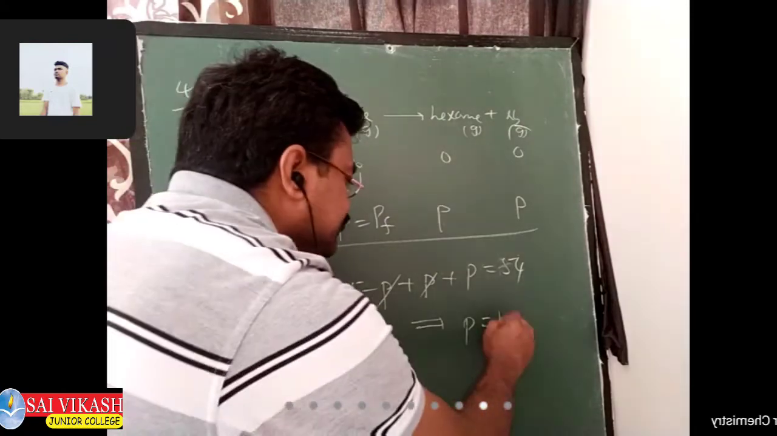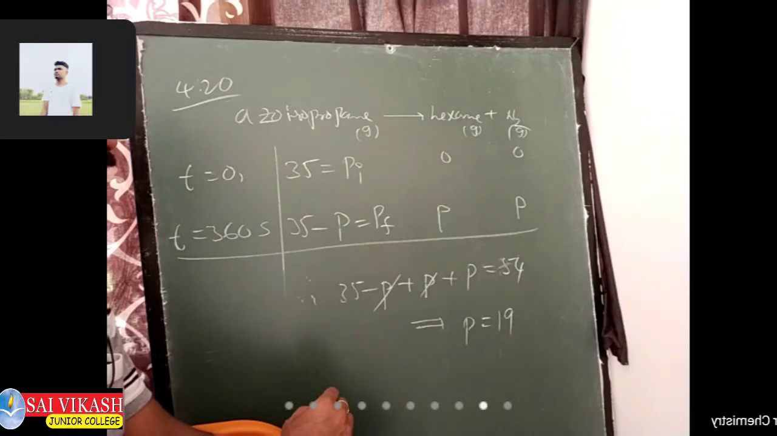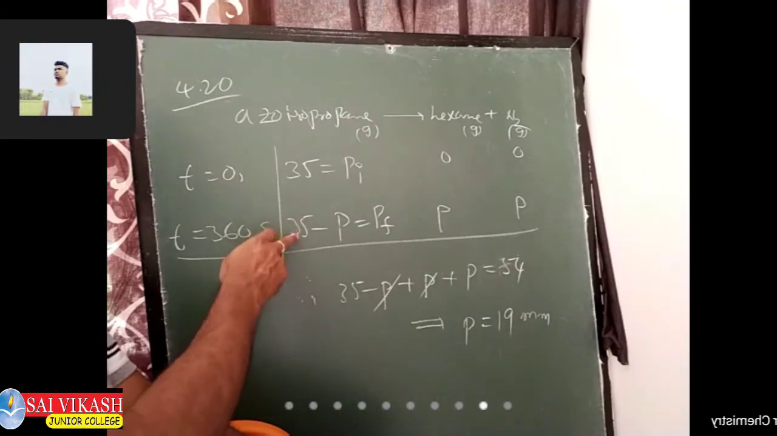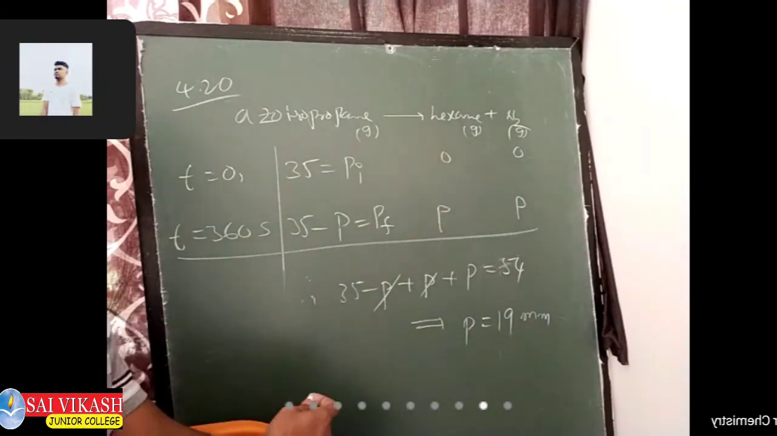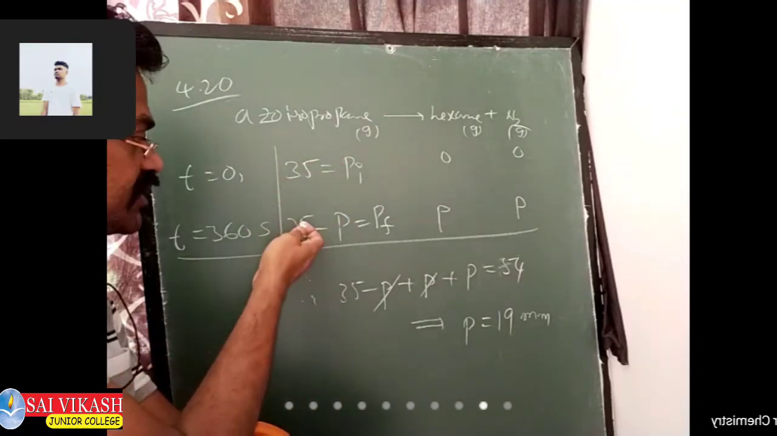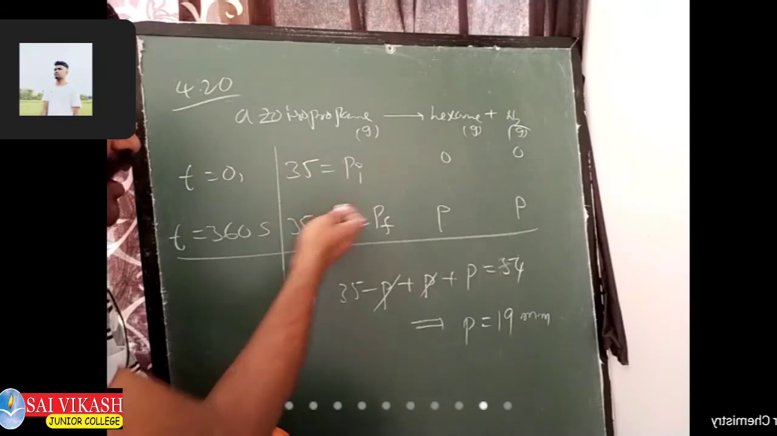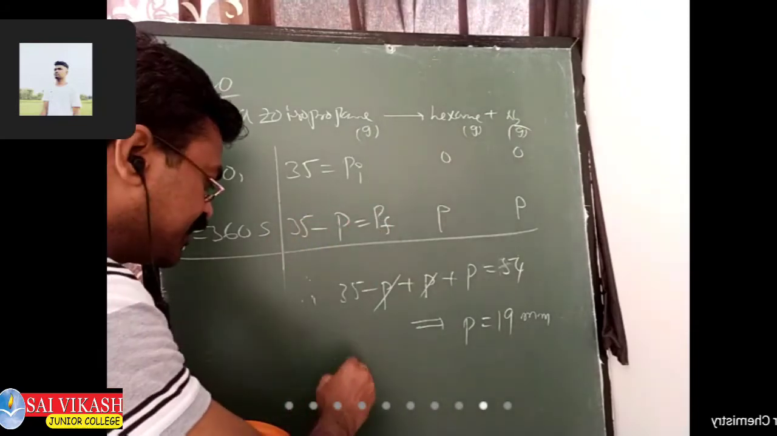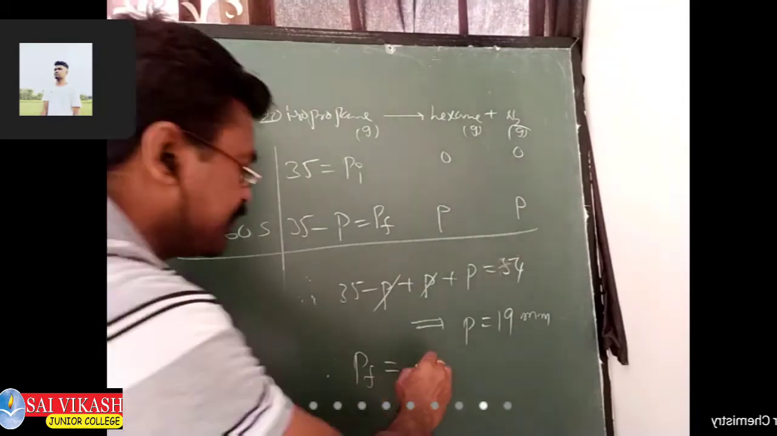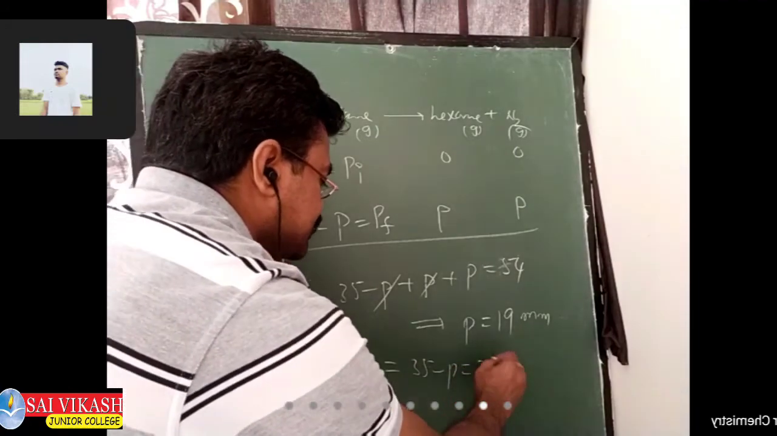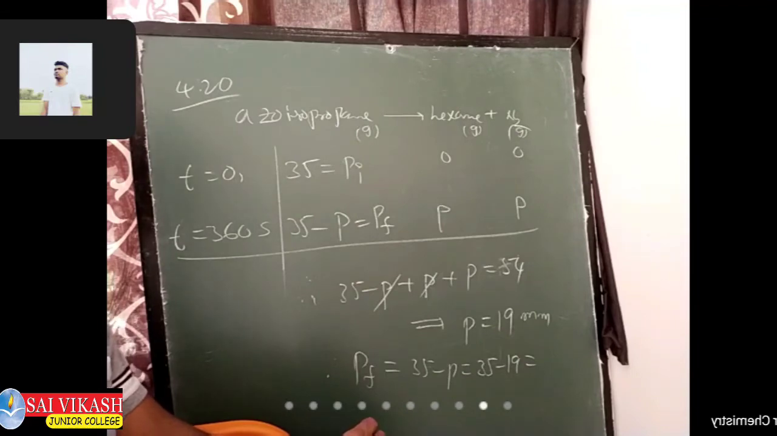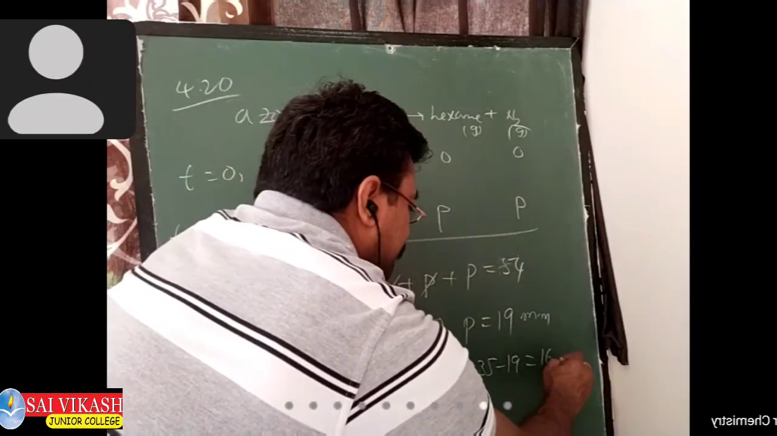15 for 19, right? So 19 mm. From the 35, 19 mm is gone. Initial is 35. By using this P, we can find out the final pressure. So P final means 35 minus P, which is 35 minus 19. How much will it be? 35 minus 19 is 16 mm.